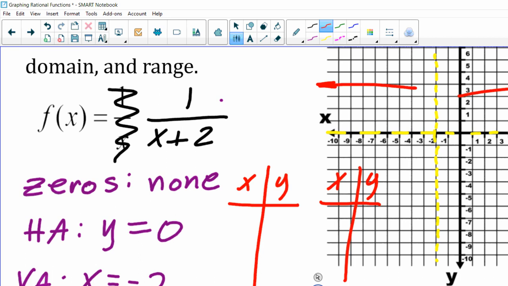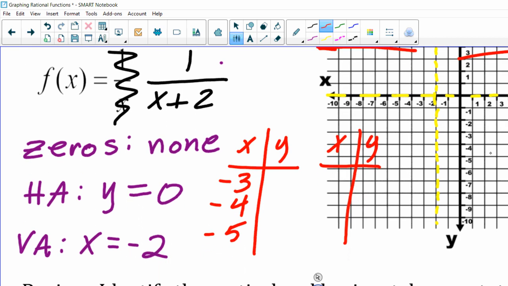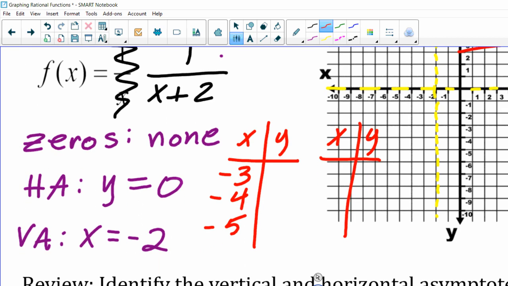I want you to pick three numbers that are smaller than or to the left of -2. Yeah, -3, -4, -5. Pick three numbers that are to the right of x equal -2. I could do 3, 4, 5. Let's get a little closer also, though. How about -1, 0, and 1? How about those?